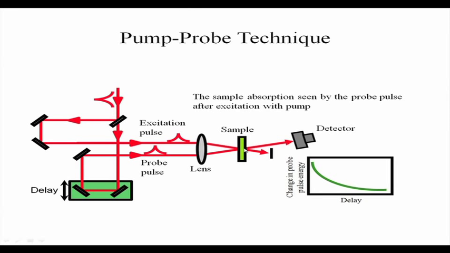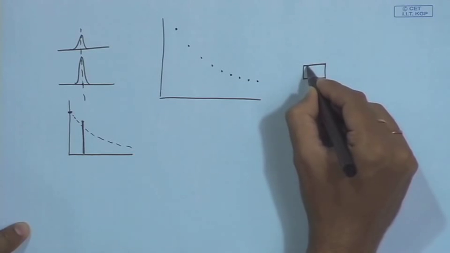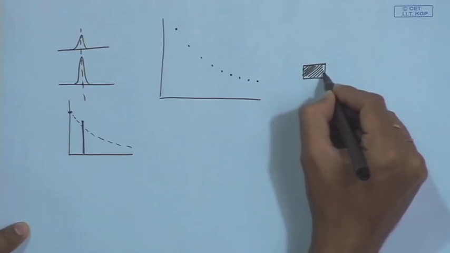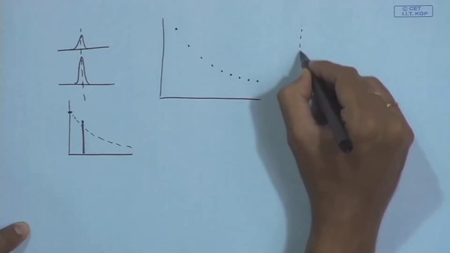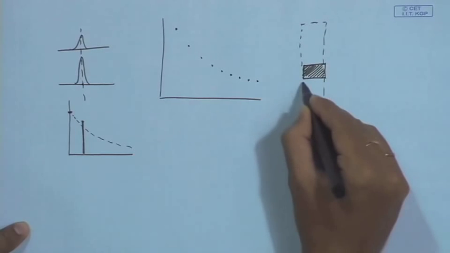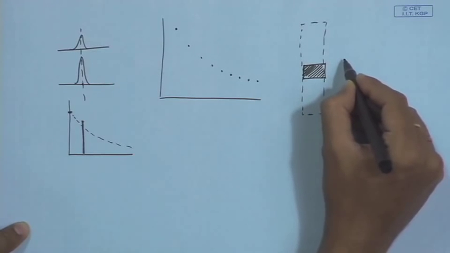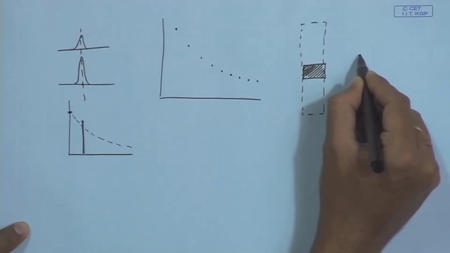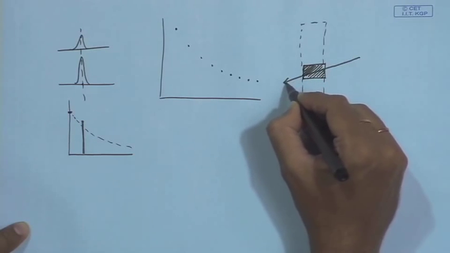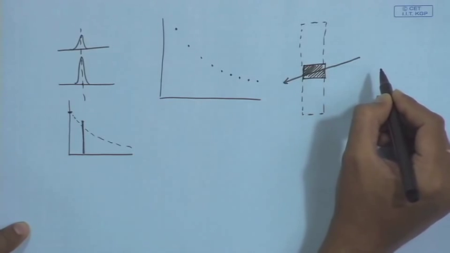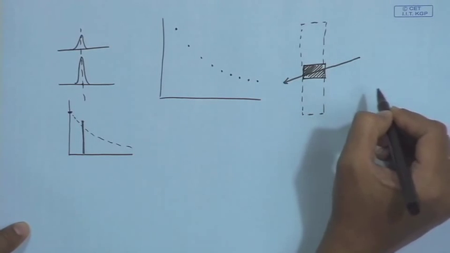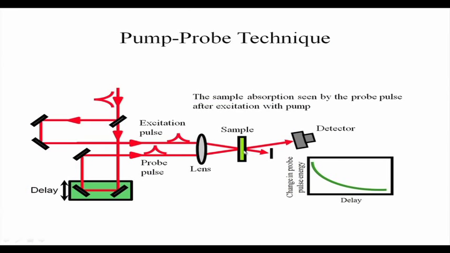They may be temporally matched, but if they are not spatially matched... spatially matched means suppose this volume of solution has got the excitation because of your pump pulse, this much of solution out of this huge volume of your solution is excited. So you have to make sure that your probe pulse must pass through this region where your active species is generated. That is why the pump and probe pulses are to be temporally and spatially overlapped.